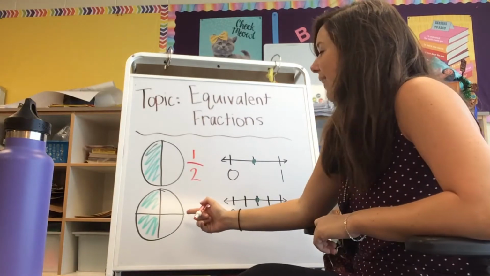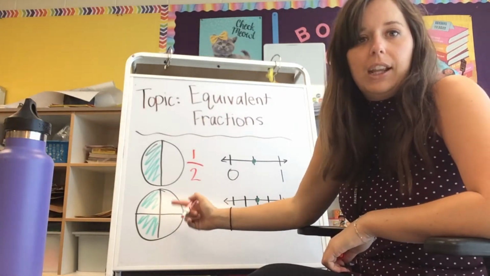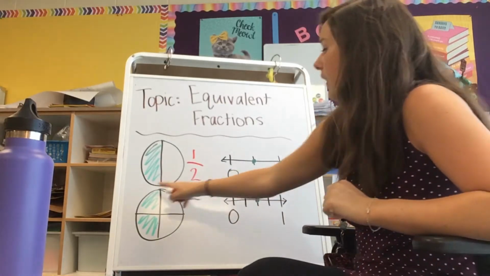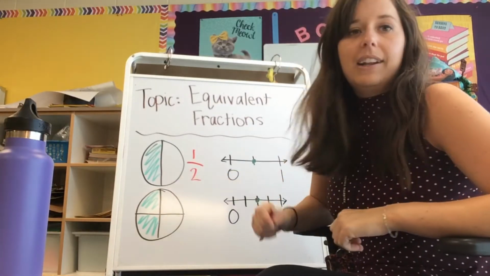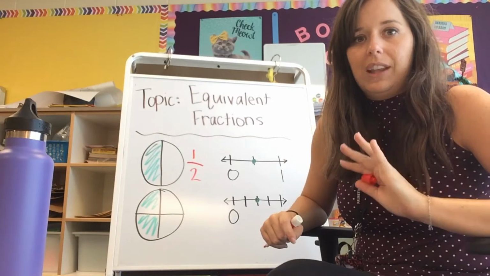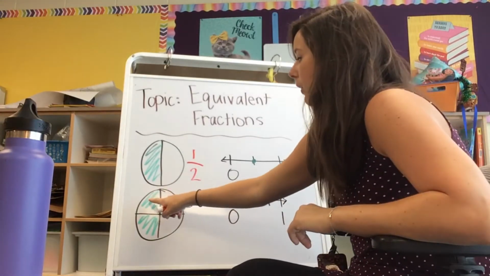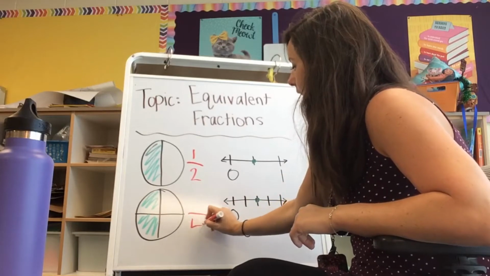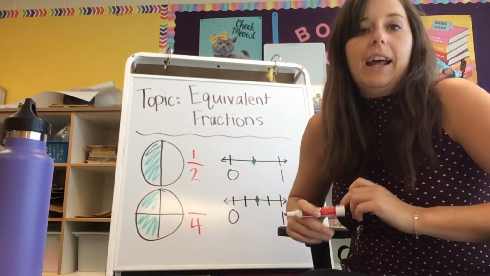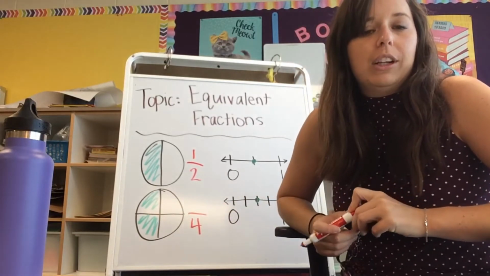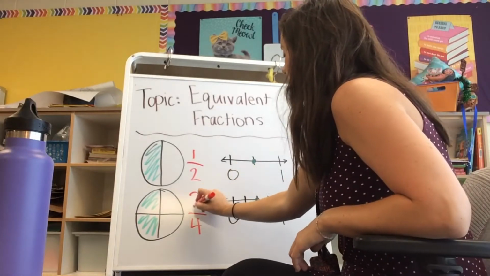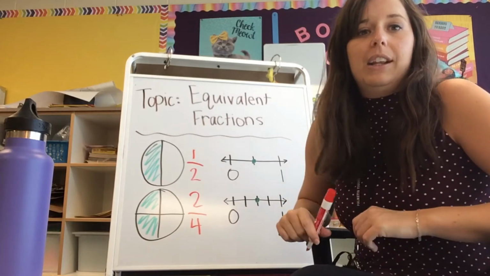But if we look down here, it's the same amount that's shaded in, but the parts are a different amount. So this whole is divided into 4 sections, okay? So there's 4 equal parts, 1, 2, 3, 4. So our denominator is 4. And if we look at it, how many parts are shaded in? You should have thought or said 2. 2 parts are shaded in.